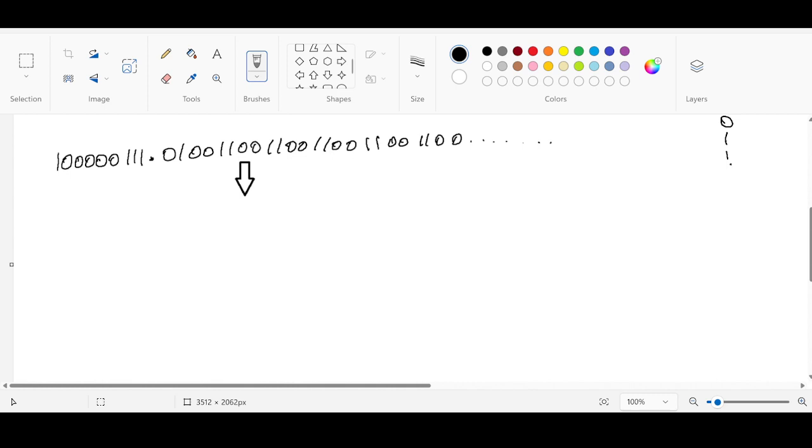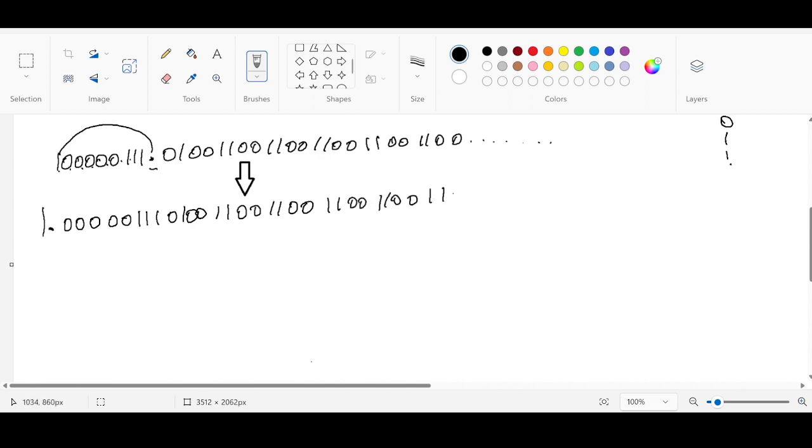In our example, I have a point here, right? This point needs to be shifted to here, right? So how many shifts does it require? 1, 2, 3, 4, 5, 6, 7, 8. 8 shifts. So I can rewrite it like 1. I'm just copying the same numbers, only the decimal point is shifted by 8 positions, right?